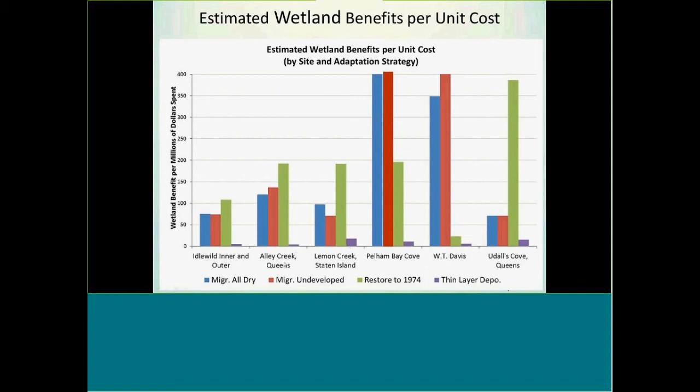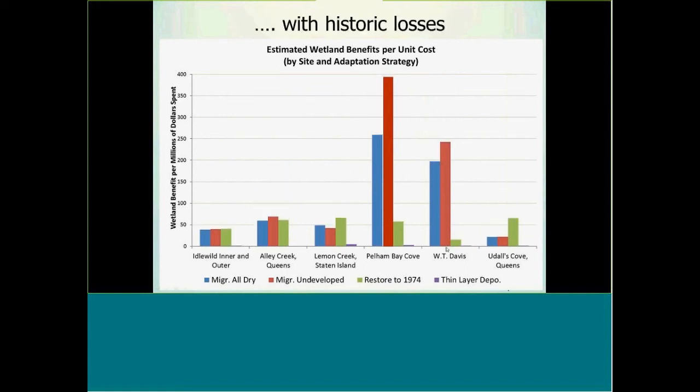And then even thin layer deposition, there are some differences in terms of how effective it is on a dollar basis, and that's based on the tide range, the current marsh elevation capital, and how much of an impact that has. If you look at this with historic losses, you still get the Pelham Bay and W.T. Davis migration being competitive. The marsh restoration becomes less, because a lot of that marsh that you're restoring becomes part of that marsh which is lost. So it's a question of whether that restored marsh can be protected or not.